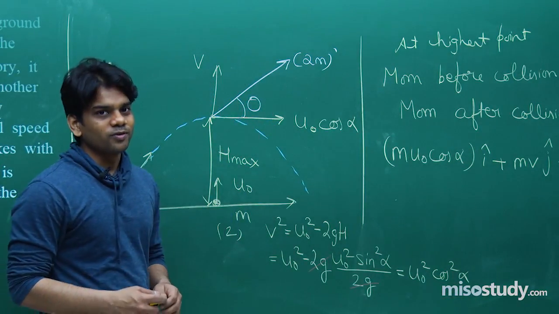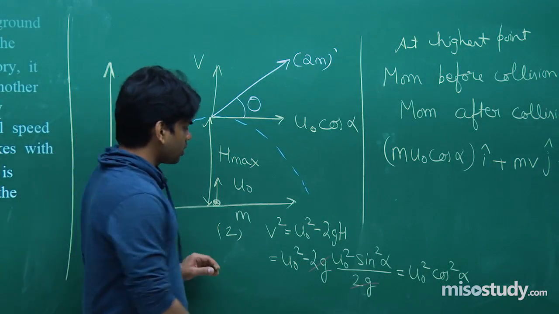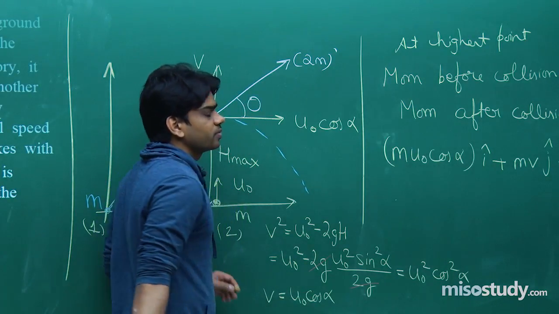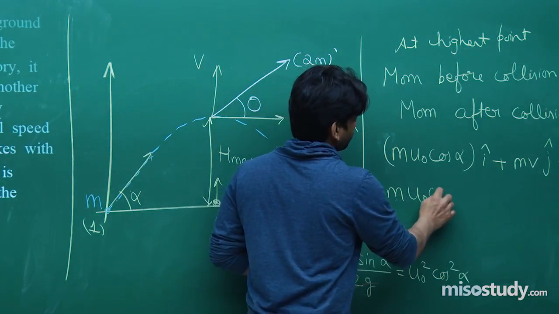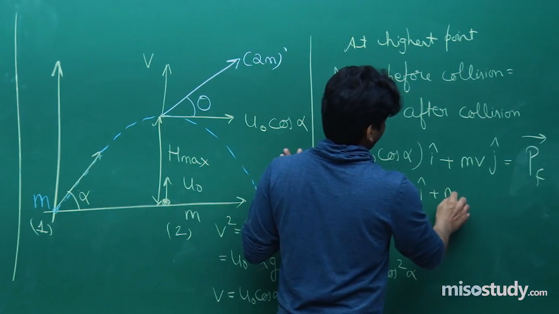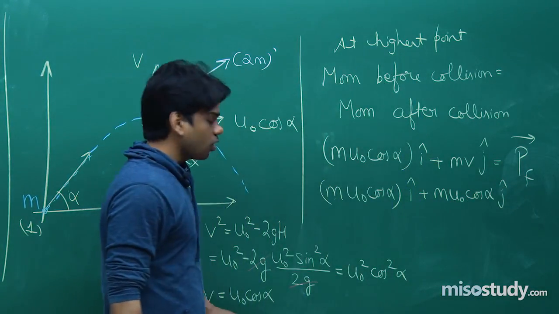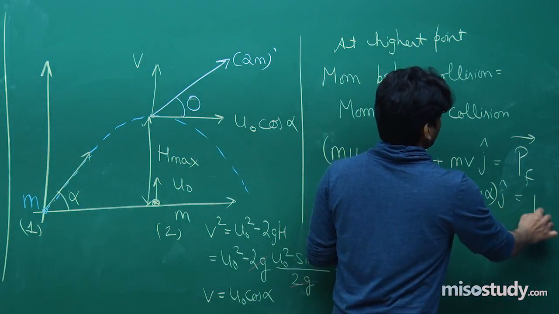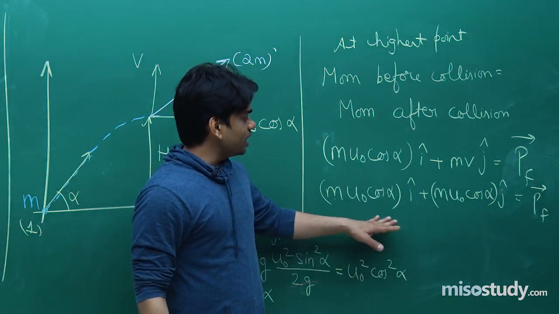I believe you would have got how we have reached this value of v square. So the value of v will be u naught cos alpha. I believe that's clear to everyone. Let's put it up here. So we have m u naught cos alpha i cap plus m u naught cos alpha j cap, because v is u naught cos alpha, is equal to the final momentum.